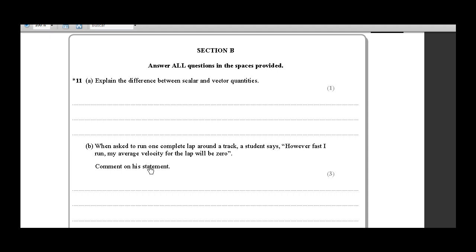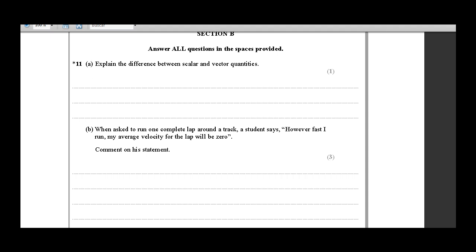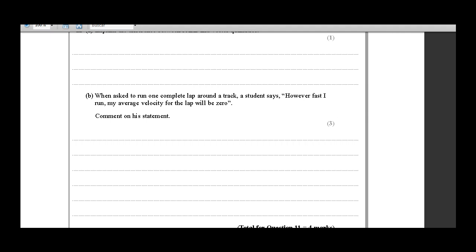In the second one, which is slightly more interesting, we're asked to answer a 3-mark question, which is quite tricky to get the 3 marks. I've been looking at the mark scheme and most people get 2 marks here. And the guy says, when asked to run 1 complete lap around a track, a student says that however fast I run, my average velocity for the lap will be 0. So you have to comment on his statement.